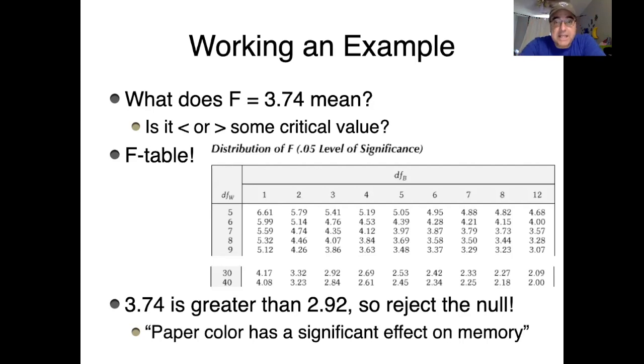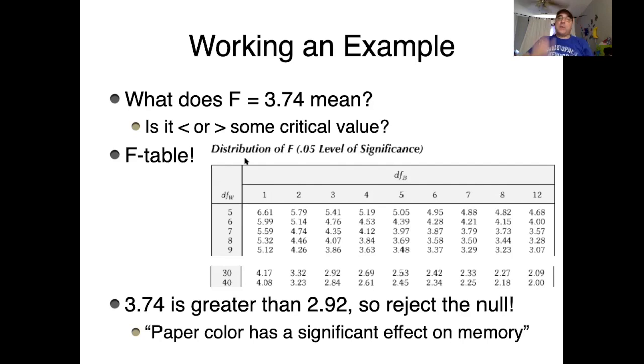The first is the alpha level. How confident do you have to be that an ANOVA is significant before you declare it to be significant? That will determine which F table you actually use. The one that we're using here is the F table for the 0.05 level of significance. So this entire table is only for use with an alpha of 0.05.